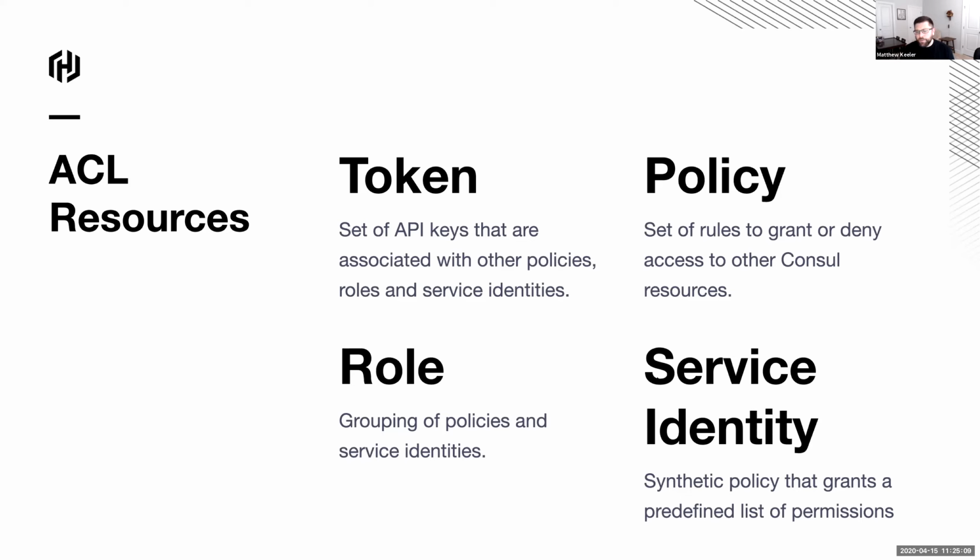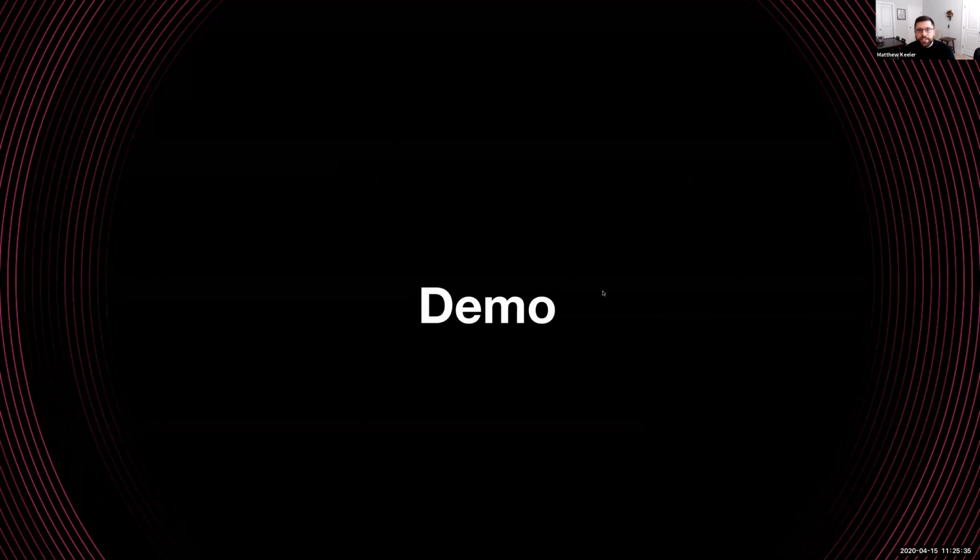And lastly, and we're not going to cover it too much in the demos, there's a service identity, which is just a synthetic policy that grants some predefined permissions: the ability to register and manage the service defined by the name of that service identity, a sidecar proxy for it for your service mesh, and general service discovery permissions. With that, we're going to go directly into a demo.